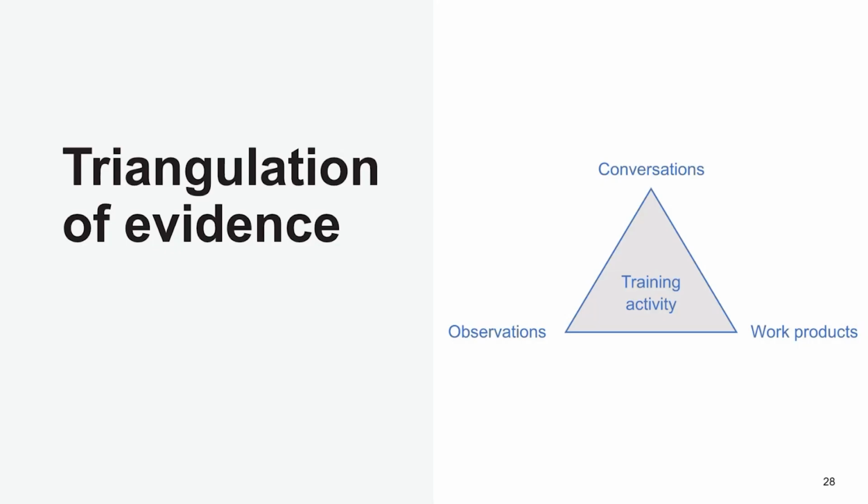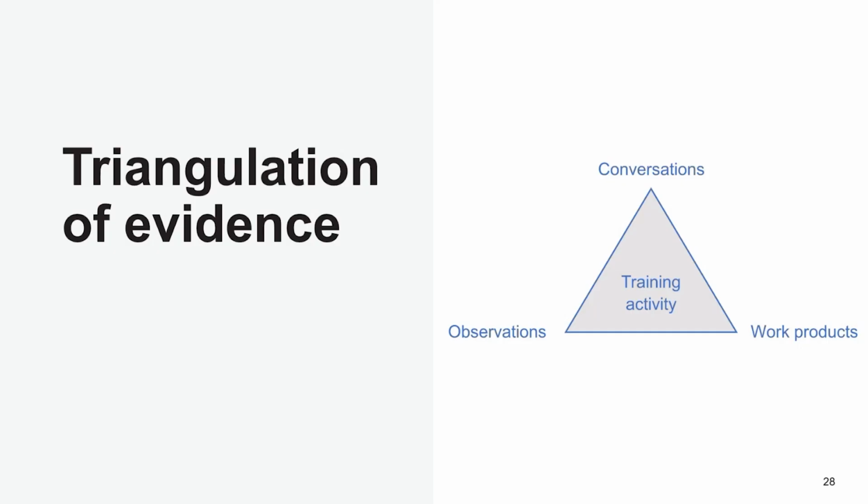Observations might be an assessor observing the trainee performing a task. It could be a peer observing the trainee doing a task and giving them some feedback. It could be the trainee observing others and reflecting on that. It could be witness testimonies by an expert witness, as in somebody who has the credentials to make a judgment about what the trainee is doing.